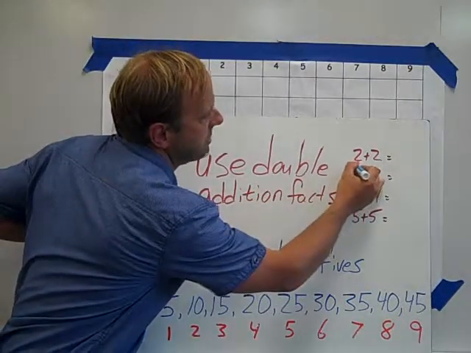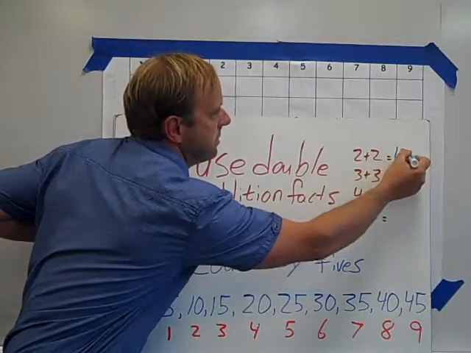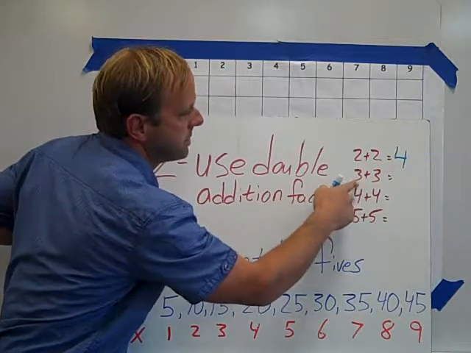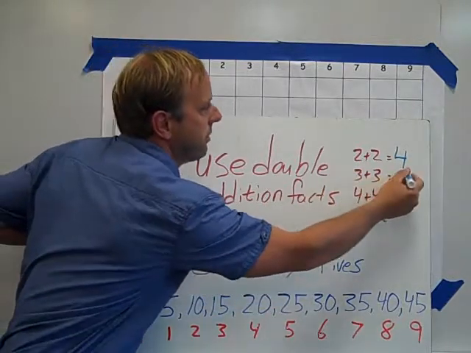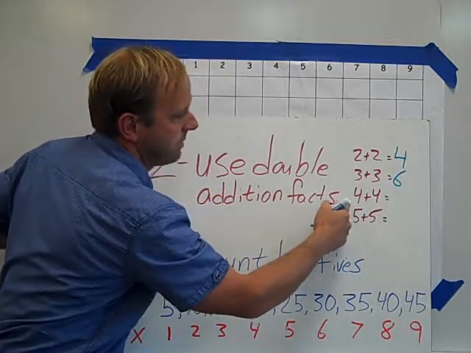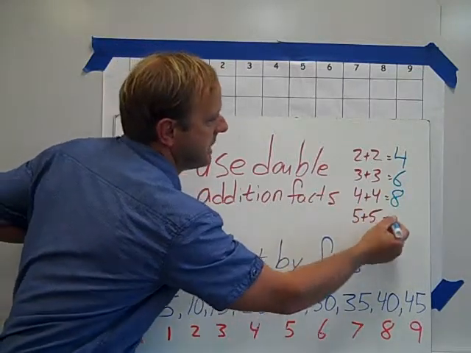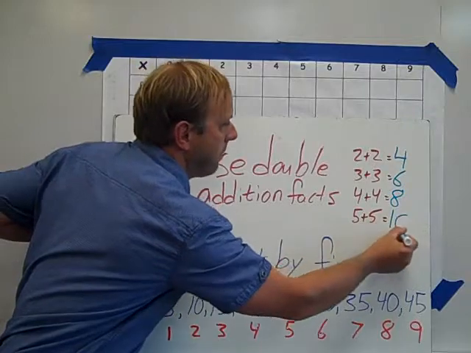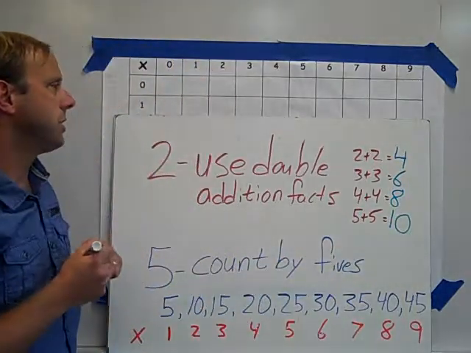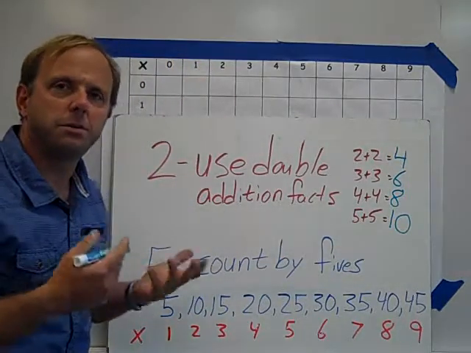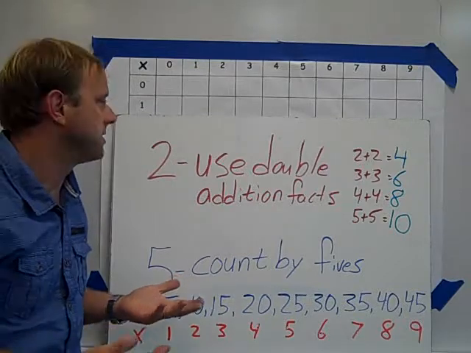So 2 times 2 is the same as 2 plus 2. 3 times 2 is the same as 3 plus 3. 4 times 2 is the same as 4 plus 4. 5 times 2 is the same as 5 plus 5. So as you multiply doubles facts, there are a couple things that you can do.